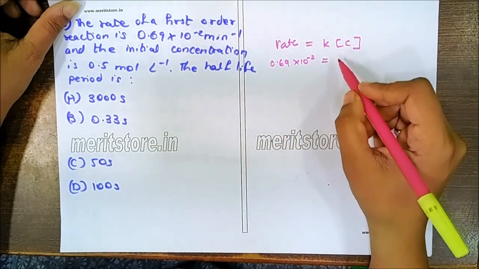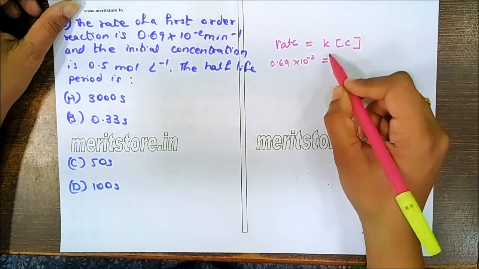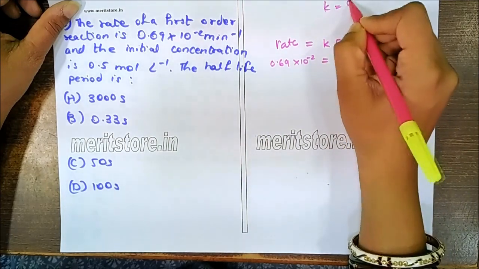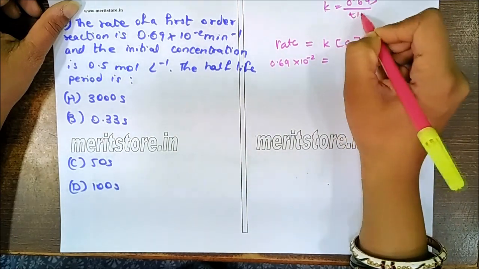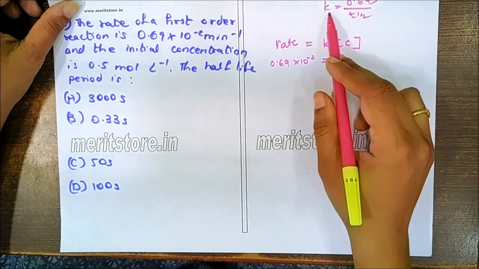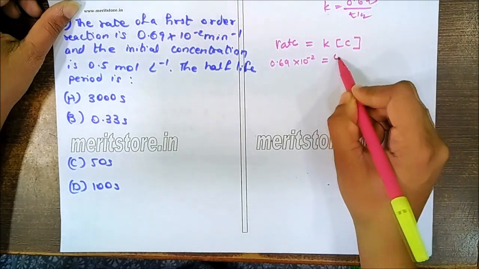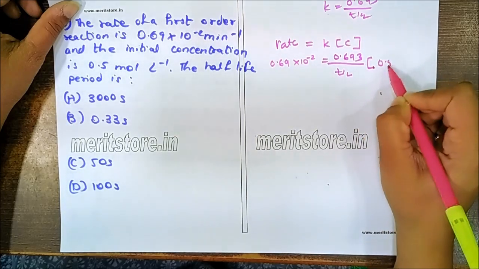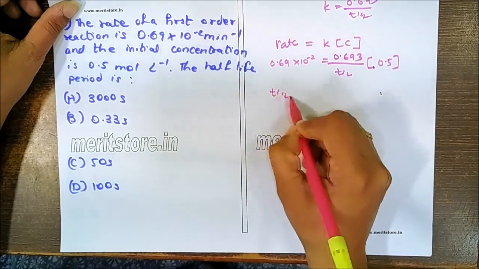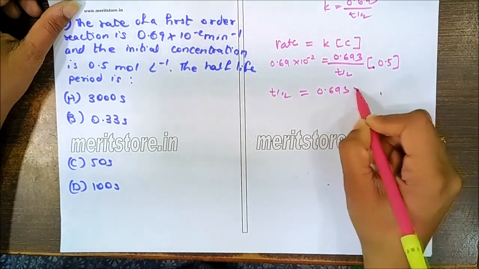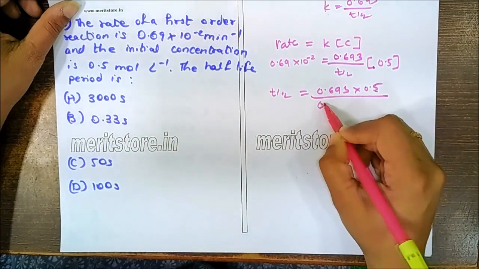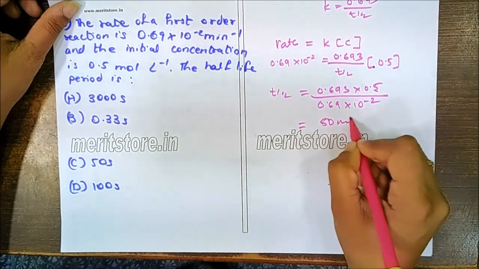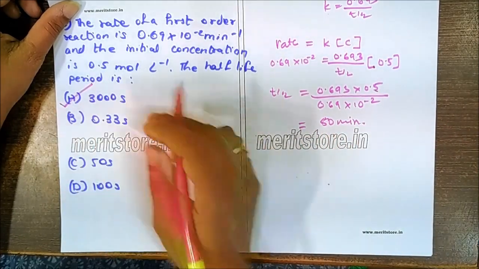Instead of K, K is nothing but the relation 0.693 upon T half. So the T half, instead of K, we can write it as 0.693 upon T half into concentration, which is given as 0.5. So T half is equal to 0.693 into 0.5 upon 0.69 into 10 raised to minus 2. So that is 50 minutes, and 50 minutes is nothing but 3000 seconds.